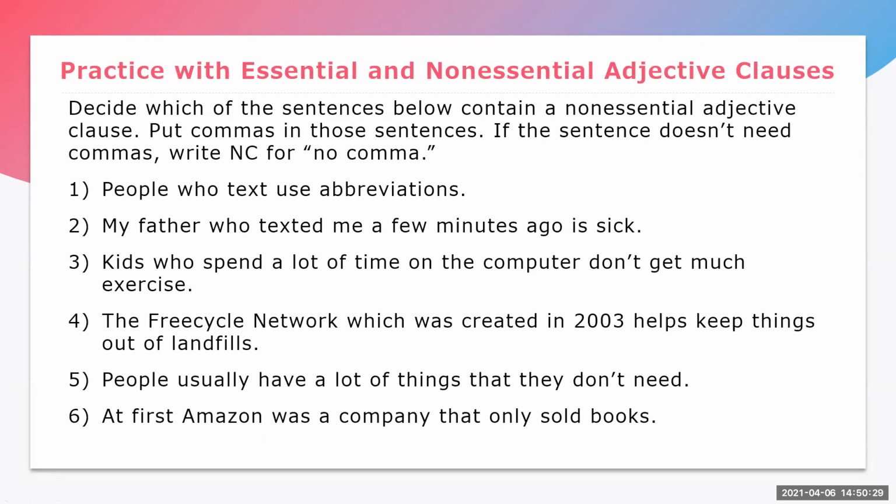So here you get to practice identifying whether an adjective clause is essential or non-essential. In this exercise, you will write NC for no commas in the box on the left if you think that the adjective clause is essential to identifying the noun the clause is referencing. If you think the adjective clause is non-essential, then you'll add commas before and after the adjective clause and rewrite the sentence in the box on the left.